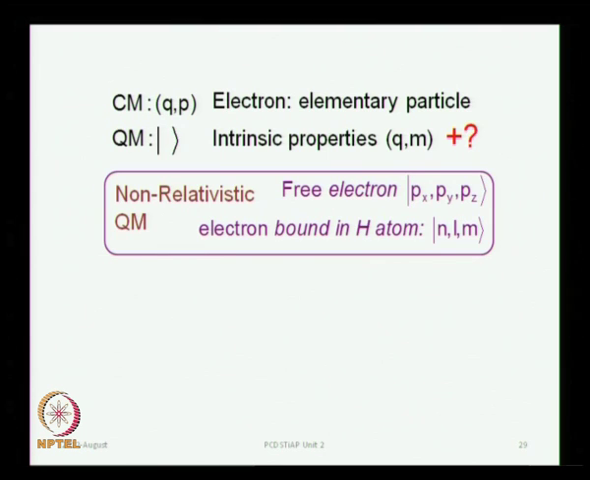In non-relativistic quantum mechanics you can describe this state by these quantum numbers. For a free electron it is a different set of quantum numbers, which are the three components of momentum. For a bound electron in the hydrogen atom, these are the three quantum numbers like n, l and m, which come from eigenvalues of the Hamiltonian, L square and Lz, right.